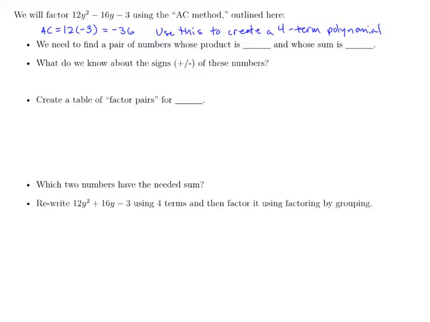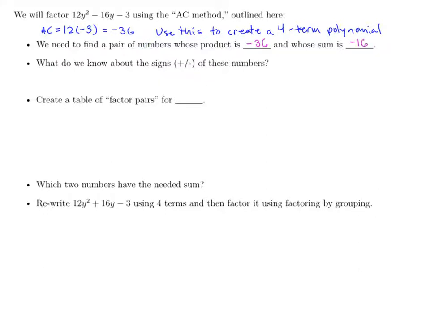We need to find a pair of numbers whose product is blank and whose sum is blank. So the product needs to be AC. We'll take 12 times negative 3, which is negative 36. And the sum needs to be the coefficient on our middle term, which is, we have negative 16y in this case, so that coefficient is negative 16. So we're going to need the sum to be negative 16.